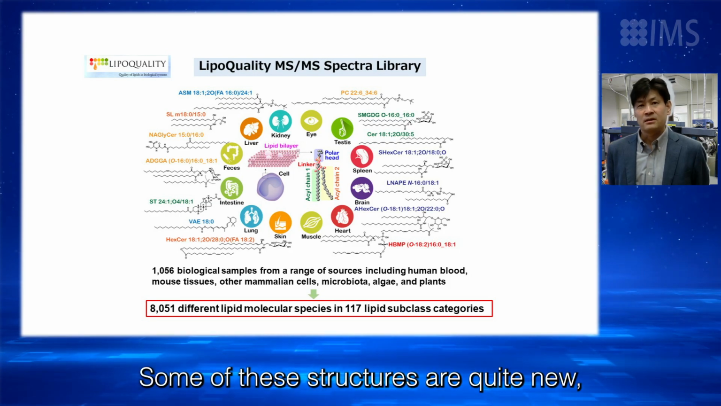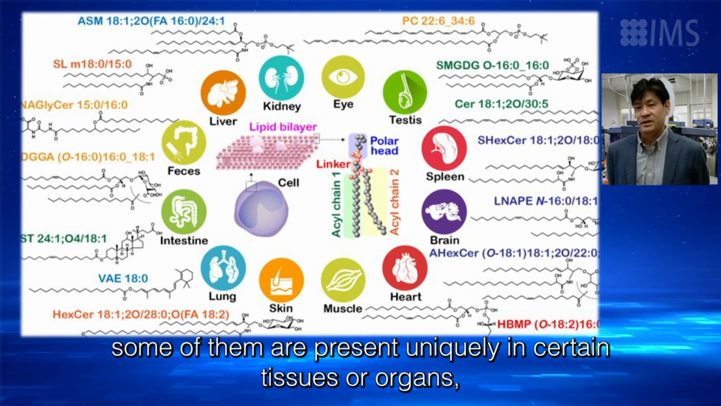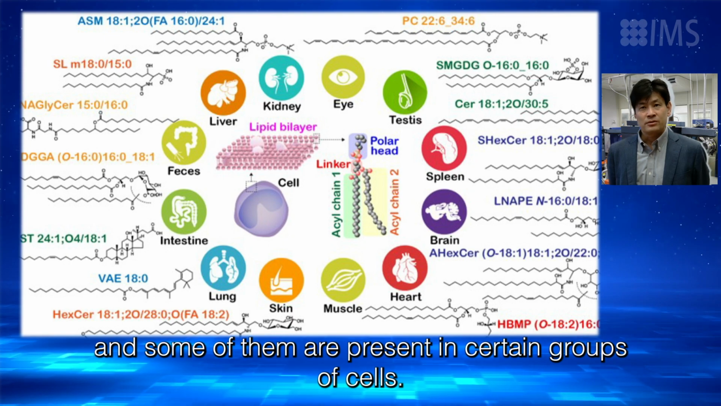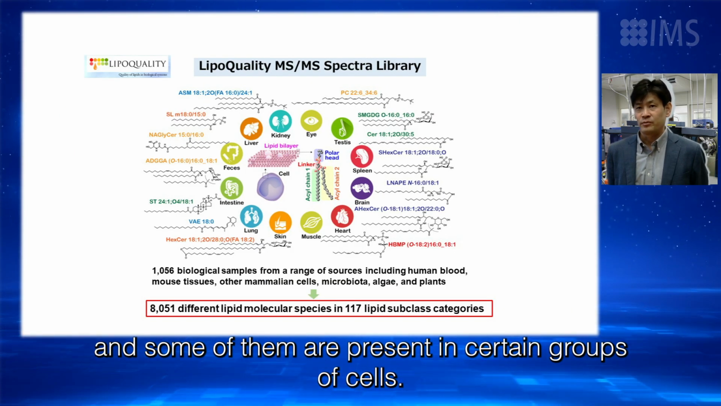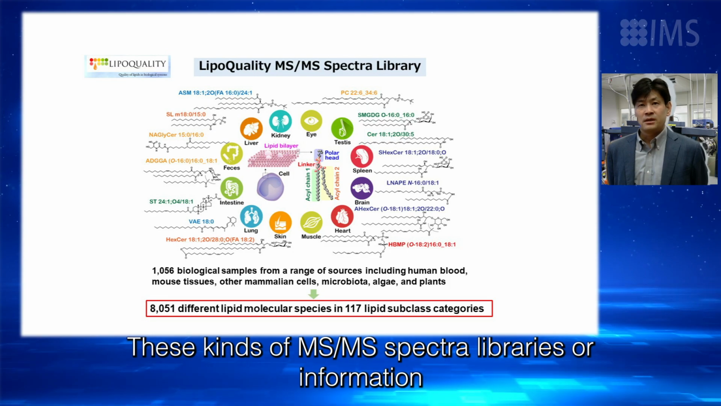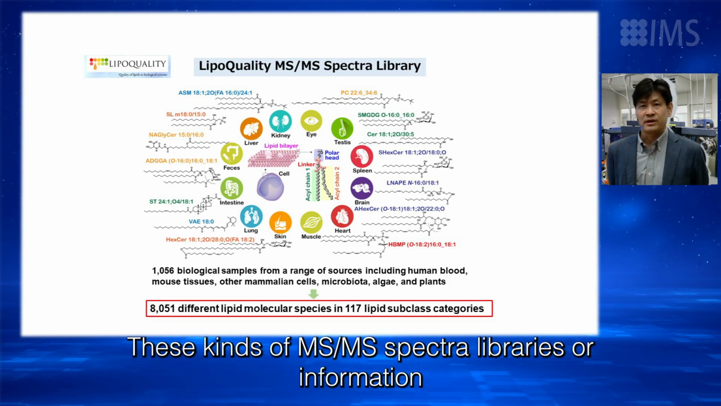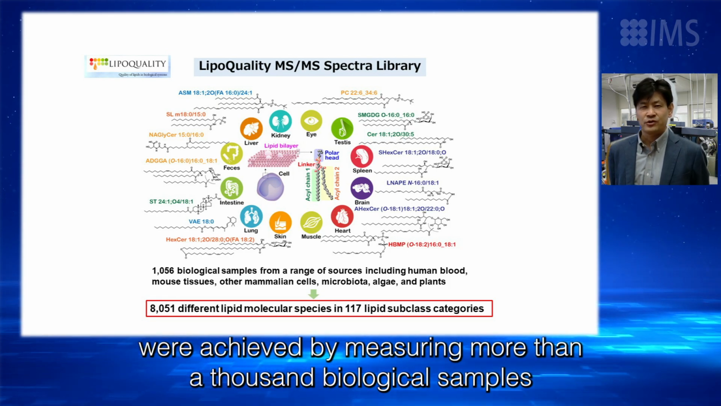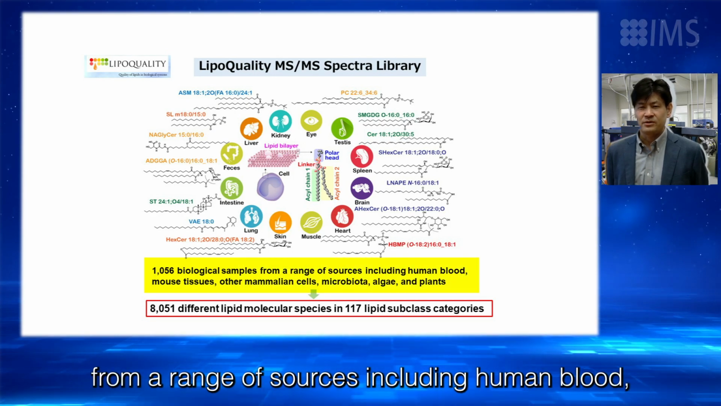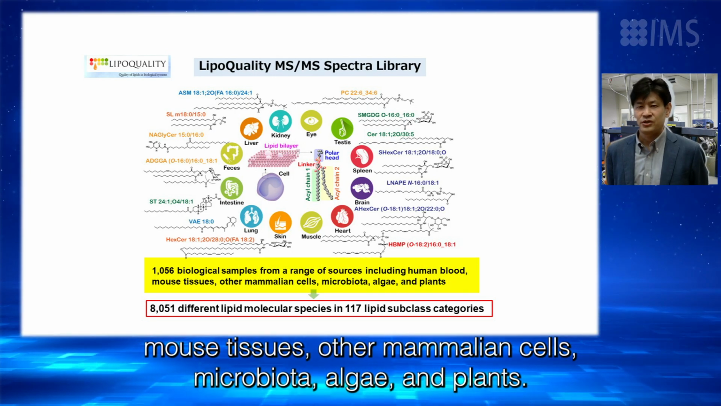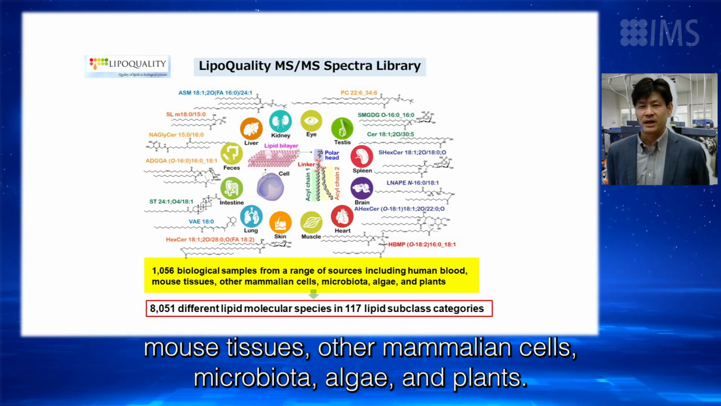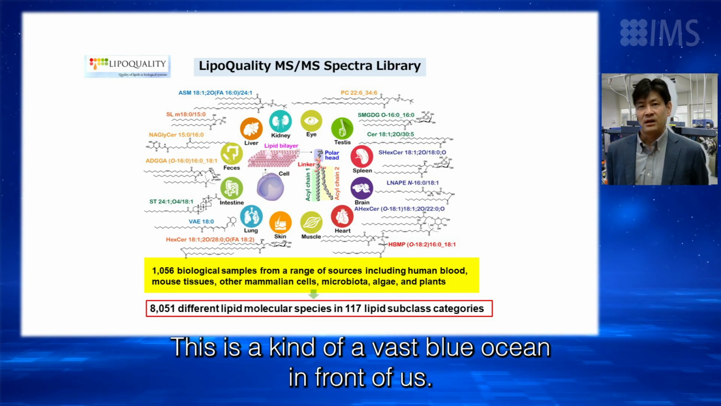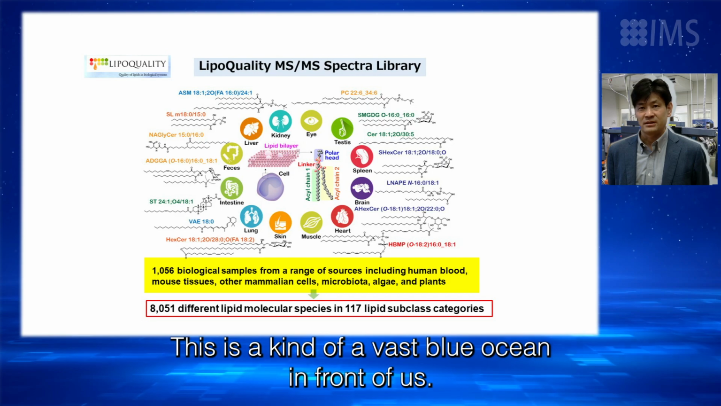Some of them are quite new structures, some of them are present uniquely in certain tissues or organs, and some of them are present in certain groups of cells. This kind of MS-MS spectral library information was achieved by measuring more than 1,000 biological samples from a range of sources, including human blood, mouse tissues, other mammalian cells, microbiota, algae, and plants. So this is a kind of blue ocean in front of us.